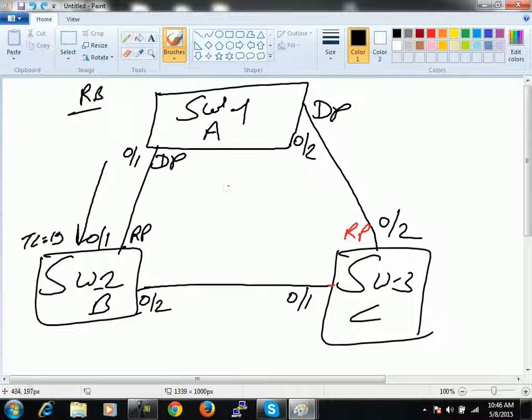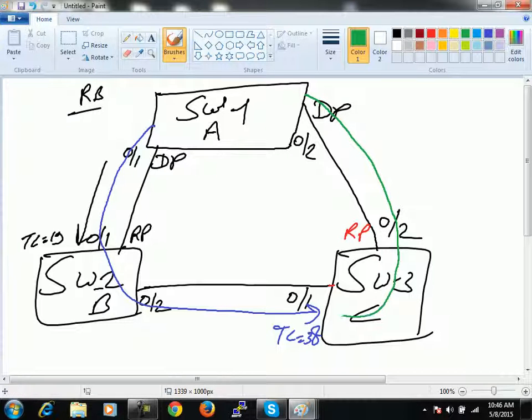Fine. So DP will be the port which has the lowest cost to reach the root bridge. Here the BPDU will be generated by switch 1, switch 2 will receive it and transmit it towards switch 3. So from here the total cost is going to be 38. And this time switch 1 will also send a BPDU towards switch 3. Switch 3 will also transmit these BPDUs towards switch 2, right? So from here, after receiving the BPDU, the total cost will become 38. From both ends you can see the total cost to reach the root bridge is the same.